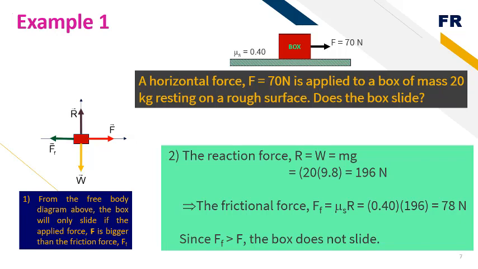along the vertical axis. So we get R equal to W, which is equal to mg, and we have R equal to 169 Newton. From the equation of the frictional force F equal to μR, we get the frictional force to be 78 Newton. So it shows that the frictional force is bigger than the pushing force. So the conclusion is the box does not slide.